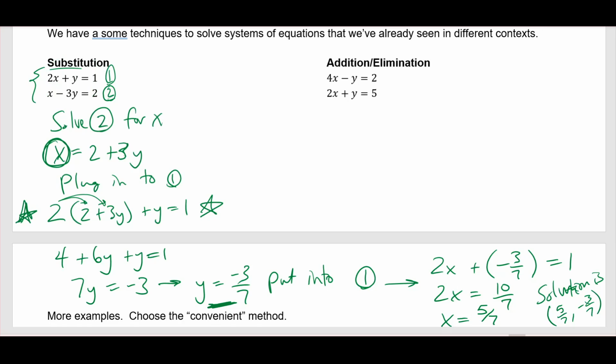We took one equation and solved it for one of the variables, and then we just plugged it into the other equation. And there we only had one variable left, right? And we could find that one. Okay, good. So that's substitution.